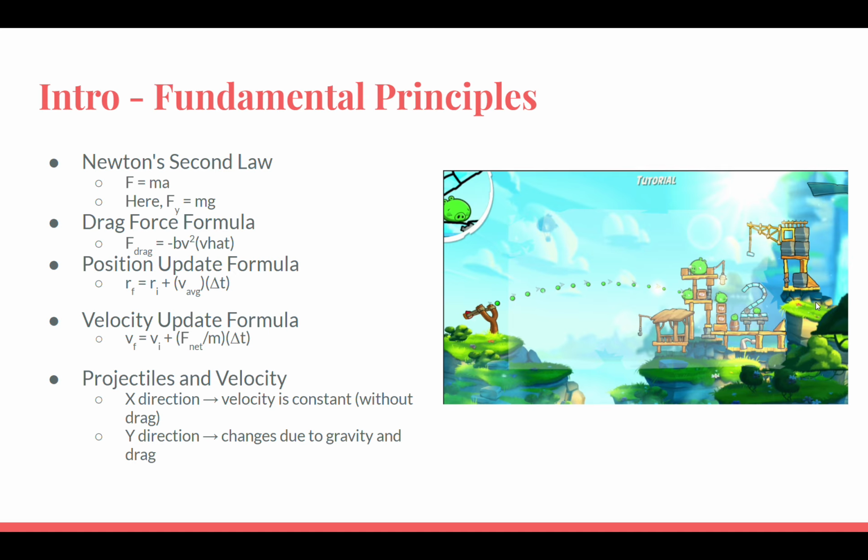So to begin, let's discuss some key fundamental physics principles. We obviously have Newton's second law, where F is equal to ma, and in this case, it's just F equal to mg. In addition, we have the drag force formula, which is equal to negative b v squared v hat. And to model the motion, we typically use the position and velocity update formulas, which are demonstrated here on the slide. And regarding motion, in the x direction, the velocity stays constant as long as there is no drag. But in the y direction, the velocity changes depending on if there's gravity or drag.